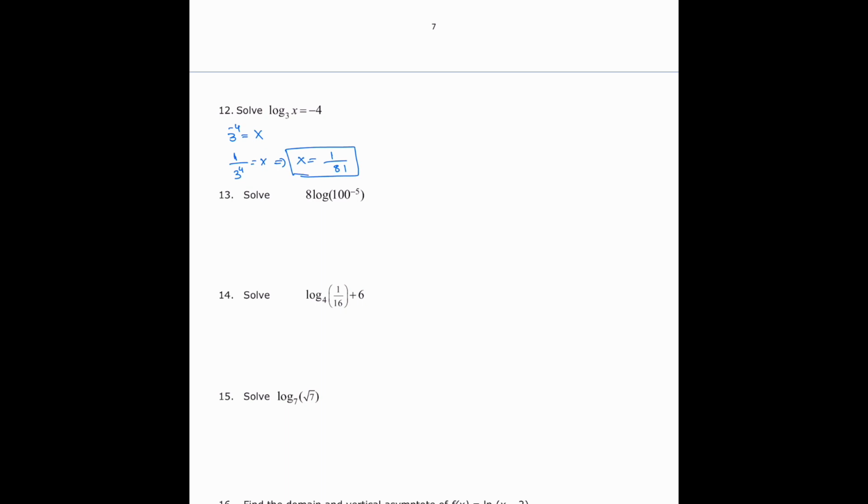Solve 8 log of 100 to the -5. So this is going to be 8 log of 1 over 100 to the 5th power. We can do it like that, which now we can split using the quotient rule into 8 times log 1 minus log 100 to the 5th power, which is 8 times 0, log 1 is 0, minus, and then the 5 comes down with the power rule, so 5 log 100.